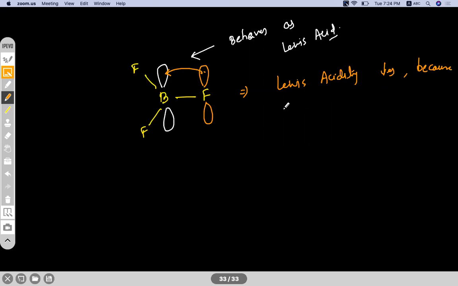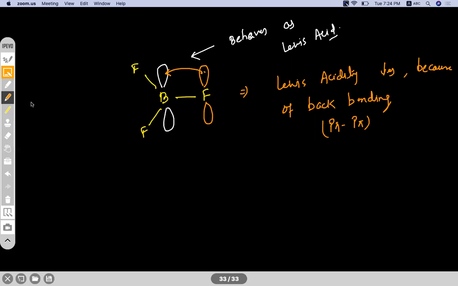Can we say that? All of you respond. Because of back bonding. Can we say that? Tell me. And what kind of back bonding is this? P-pi back bonding, right? Yes. So the more the tendency to form a back bond, the lesser the Lewis acidic behavior of this molecule, we can say, right?